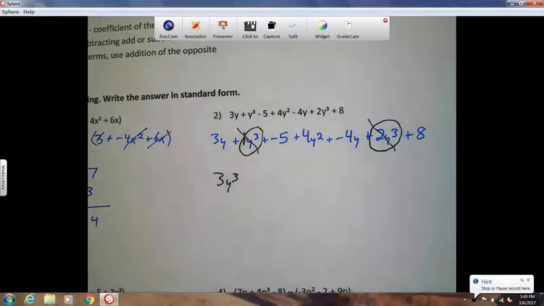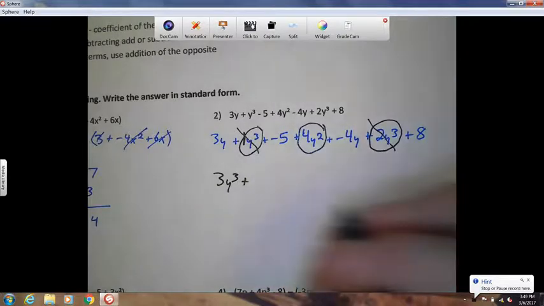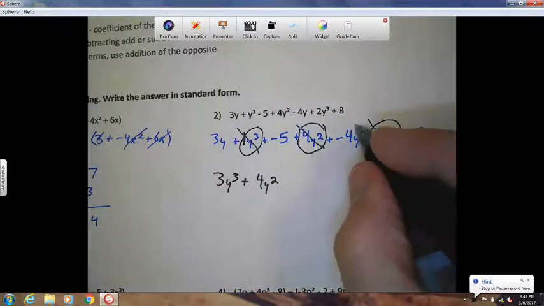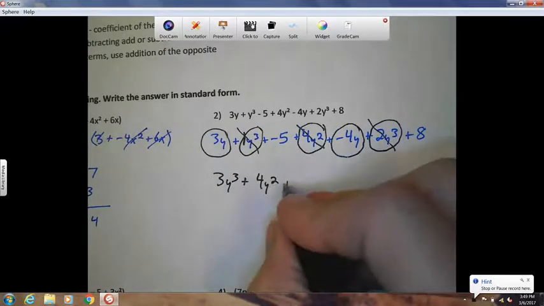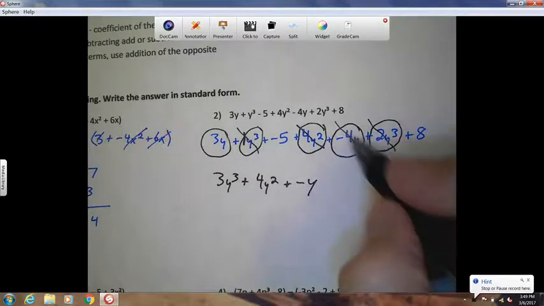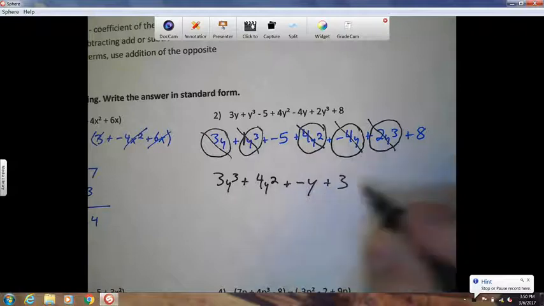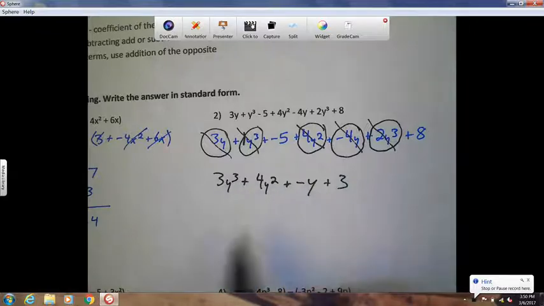Okay, so now I'm looking for things that are y to the second. And this is the only one that I have, so I can write it here. Now I'm looking for y to the first power. I have a negative 4 and a positive 3, which makes a negative 1y. And now I'm down to my constant terms. I have a negative 5 and a positive 8, which makes 3. It's in standard form. I start with the highest exponent first, and I go in decreasing order. Okay, let's look at number 3.